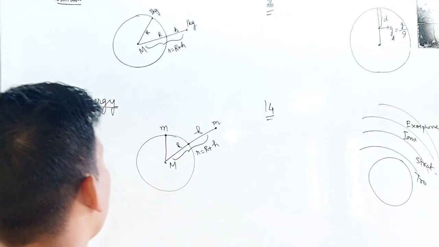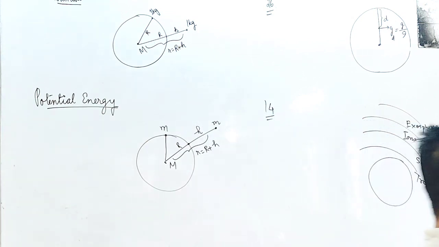Question number 26. If a body of mass 40 kg is taken inside the Earth to a depth of 1/4 the radius of the Earth, the weight of the body at that point will be what?